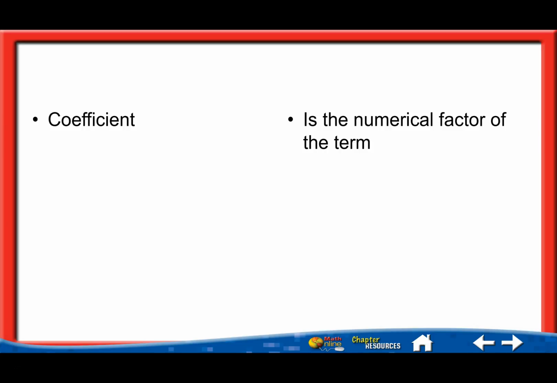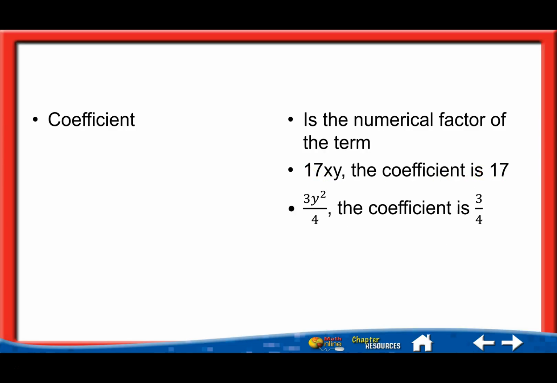Coefficients. So that's a numerical factor of the term. So in 7xy, the coefficient is 7. And for 3y squared over 4, the coefficient is 3 over 4. So we ignore the variables in whatever capacity, because that could also be just like 3x. The coefficient, we'll just abbreviate that, would be 3.